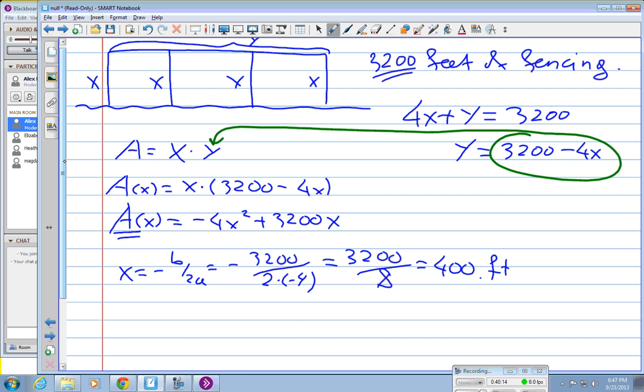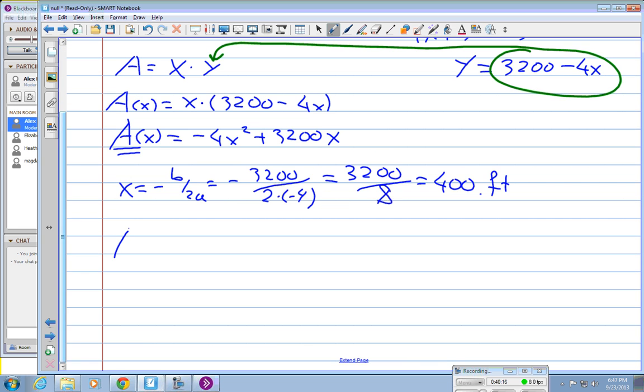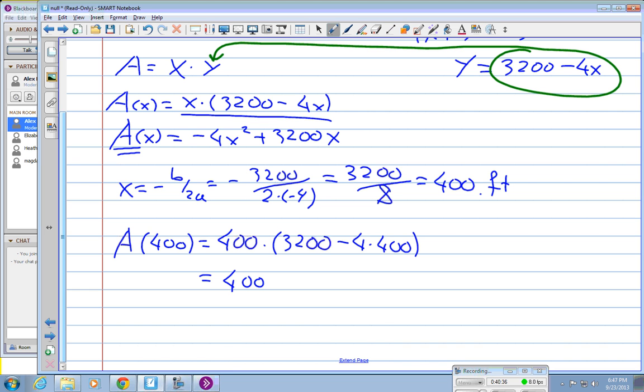Now the value of that area, actually to know what is the maximum area, we'll just plug in 400 back into our function. And it's probably easier to plug it in when it's factored. So it is 400 times (3,200 minus 4 times 400). Is that right? So that is 400 times, now this is 1,600, so times 1,600. 4 times 16 is 64, followed by 4 zeros.